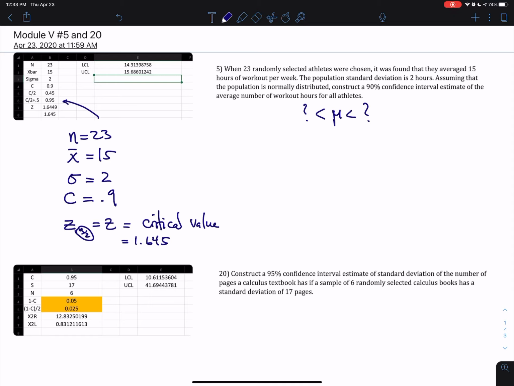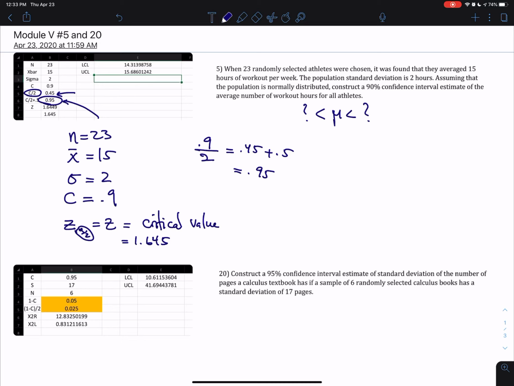You remember that what we do is we take the confidence level, we divide it by 2. So if I take 0.90, and I'm going to do it here in the middle, and divide it by 2, I get 0.45. And then if I add that to 0.5, I get 0.95, which is right there. And that's what I use to read the z-value.